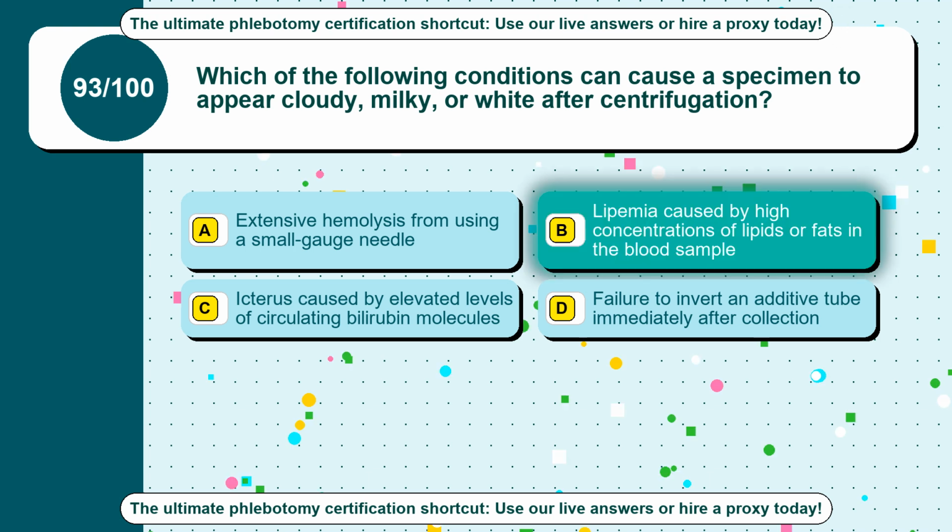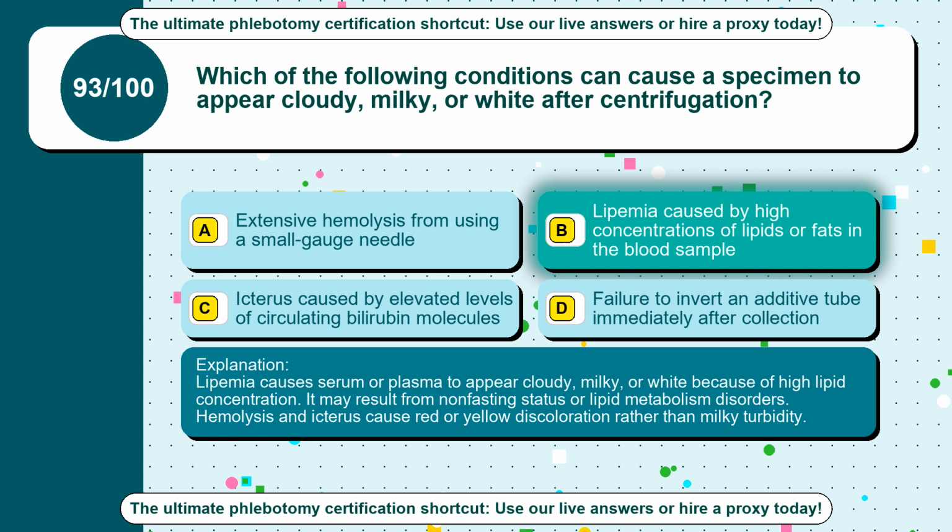The correct answer is option B. Lipemia caused by high concentrations of lipids or fats in the blood sample. Lipemia causes serum or plasma to appear cloudy, milky, or white because of high lipid concentration. It may result from non-fasting status or lipid metabolism disorders. Hemolysis and icterus cause red or yellow discoloration rather than milky turbidity.